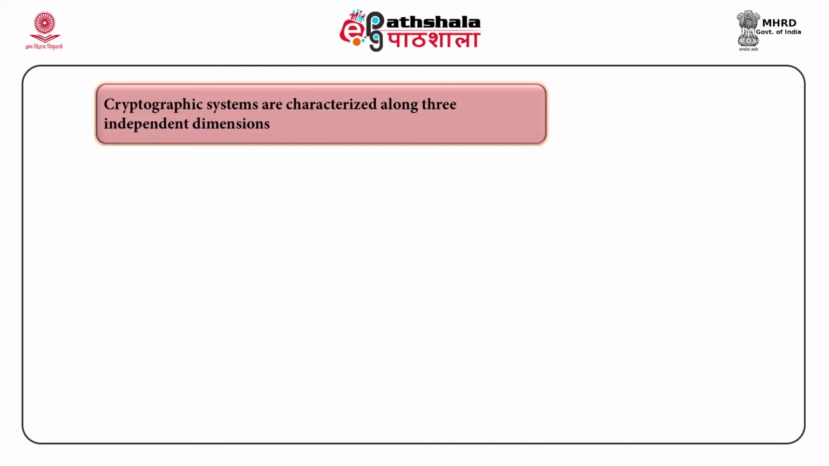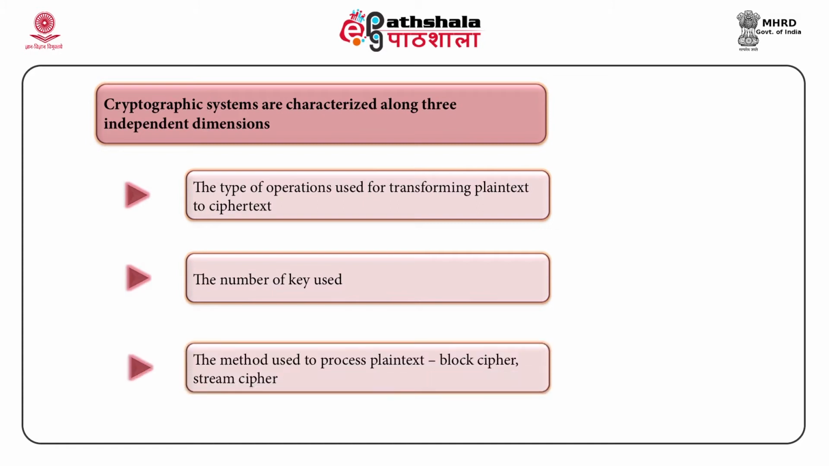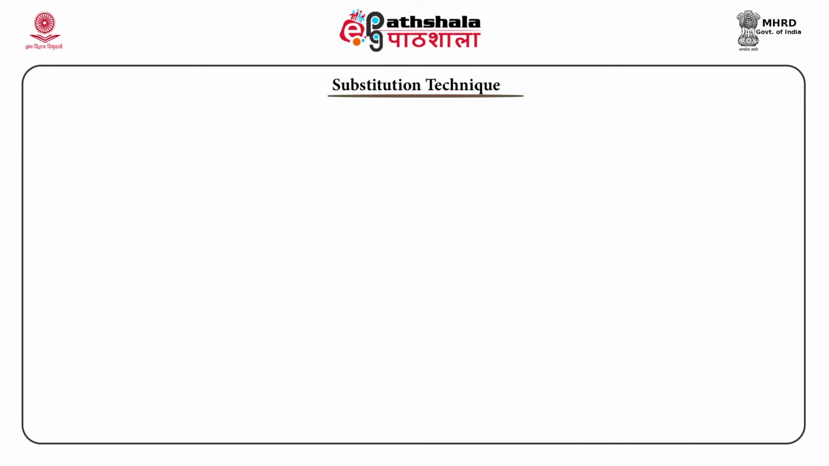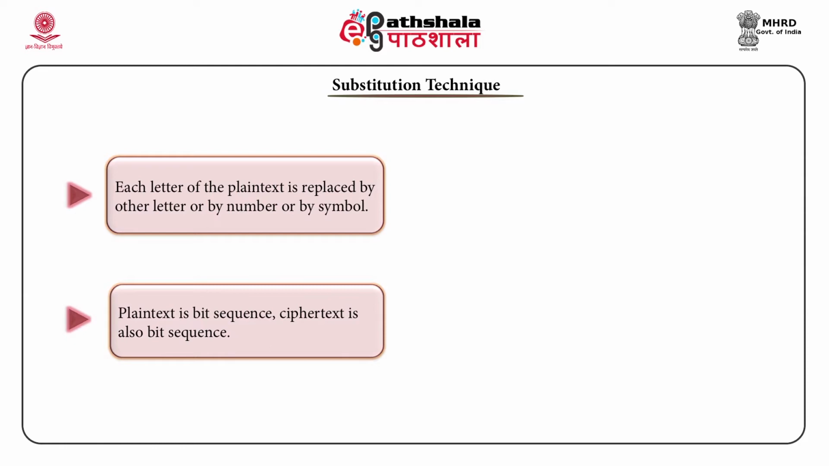When we talk about any cryptographic system, it is characterized along 3 independent dimensions. The first is the type of operation used to transform the message from plain text to ciphertext, the second is the number of keys used, and third, the way plain text is processed, block cipher or stream cipher. We already talked about these 3 things in module 1. In the substitution technique, each letter of the plain text is replaced by another letter or number or a symbol. If plain text is a bit sequence, then ciphertext is also a bit sequence.